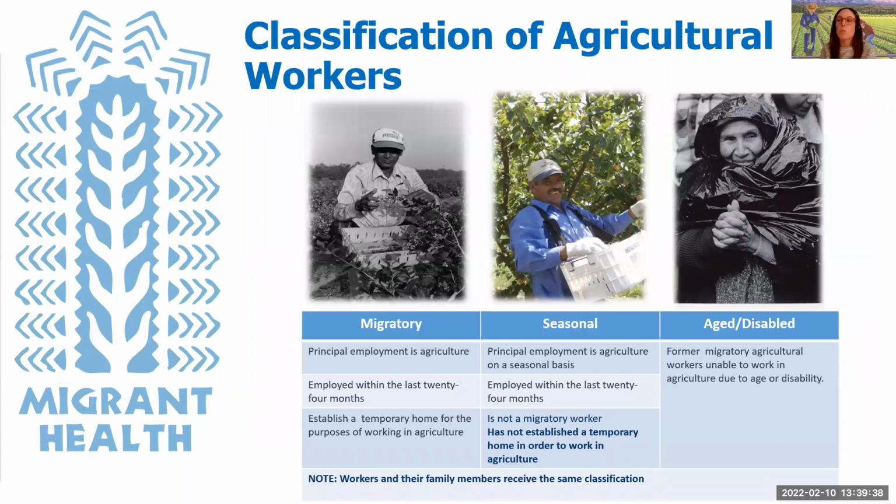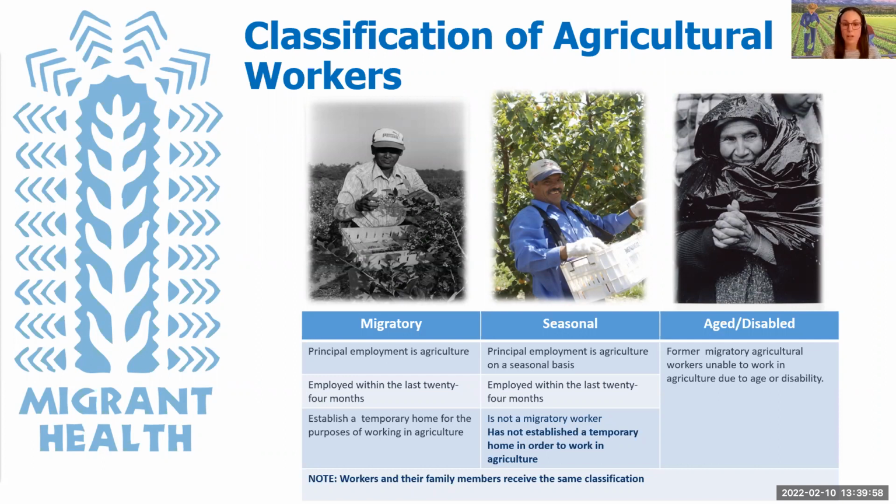Considering the various types of work that the definition of agriculture includes, there are several classifications of agricultural workers. These are the definitions of agricultural workers as defined by Section 330G of the Public Health Service Act. So we have migratory, seasonal, and aged and disabled agricultural workers.